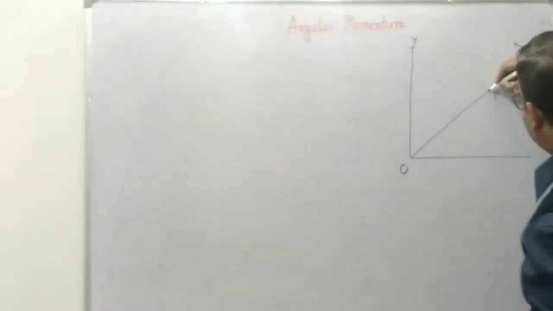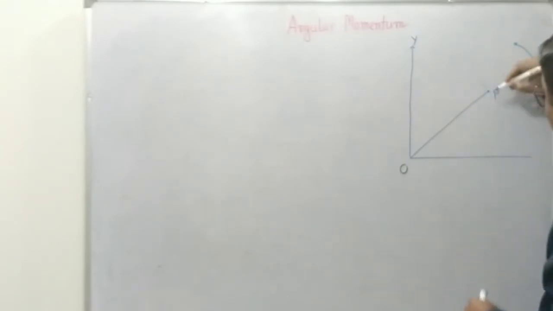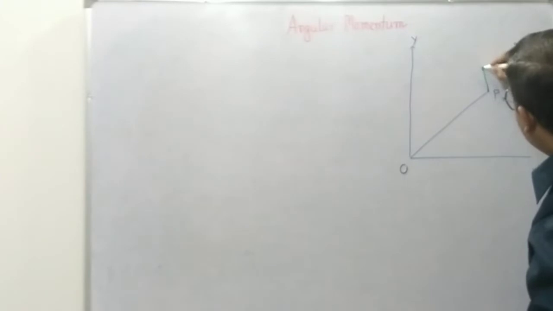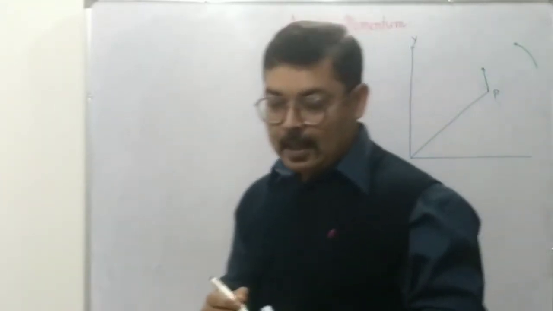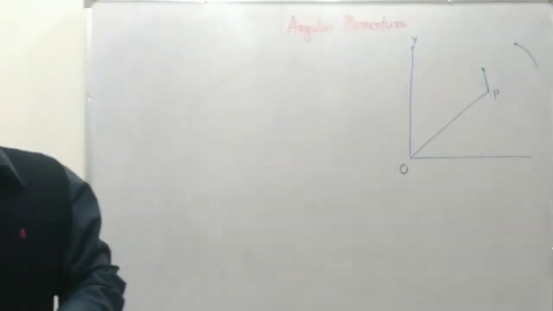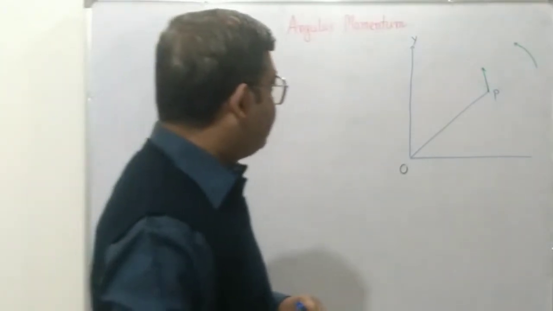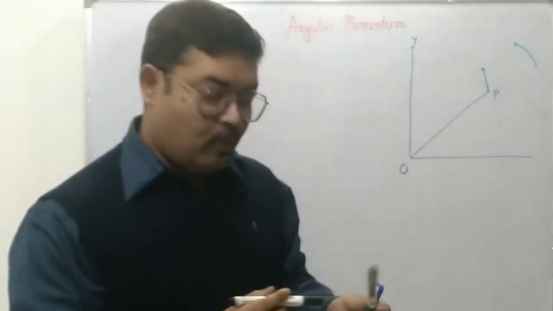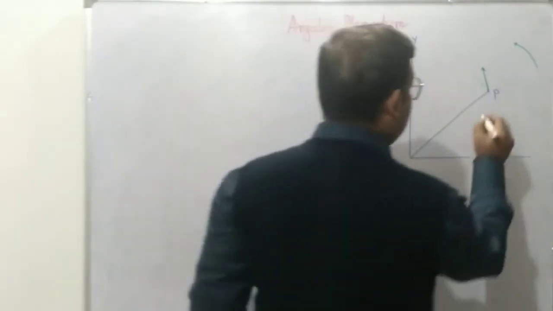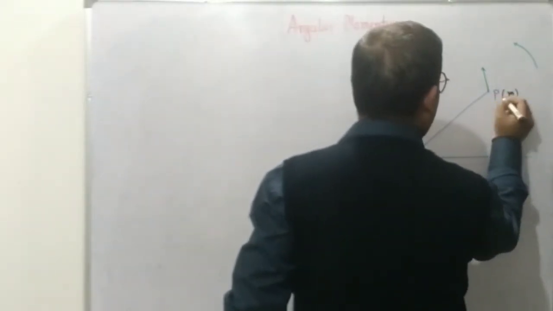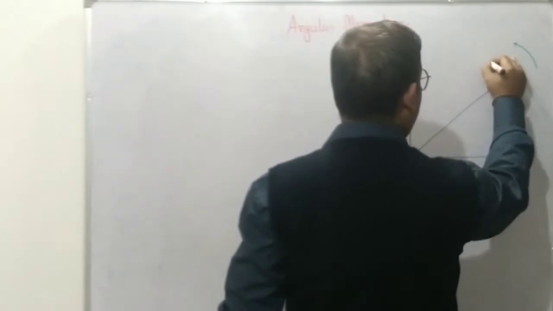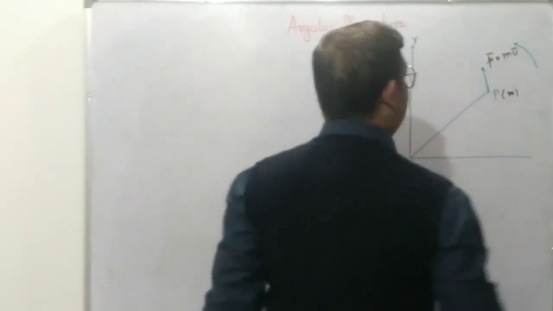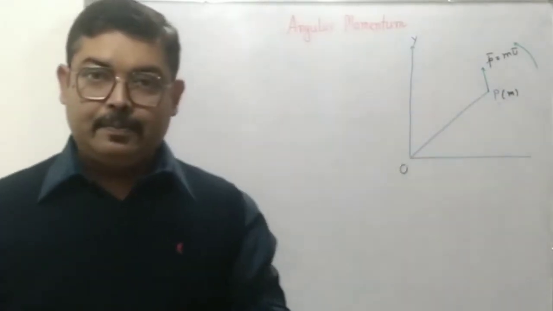So due to this, it will have a linear momentum, a velocity vector tangential to the path, and since it has a velocity, it will have a momentum also. Let's say the particle has a mass of m and velocity of v, so it will have a momentum p, which is equal to mass into velocity at that particular instant.